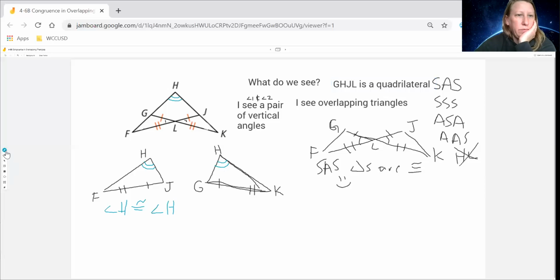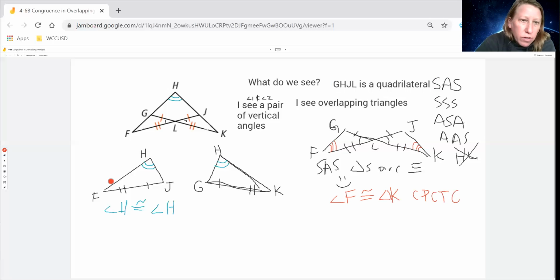Yeah. So since we already know these two triangles are congruent, I'm going to take angle F, I think I'll use three little marks right here, and I'm going to take angle K. Are those congruent? Is angle F congruent to angle K? Yeah, it is. Because the triangles are congruent, we have corresponding parts of congruent triangles are congruent.